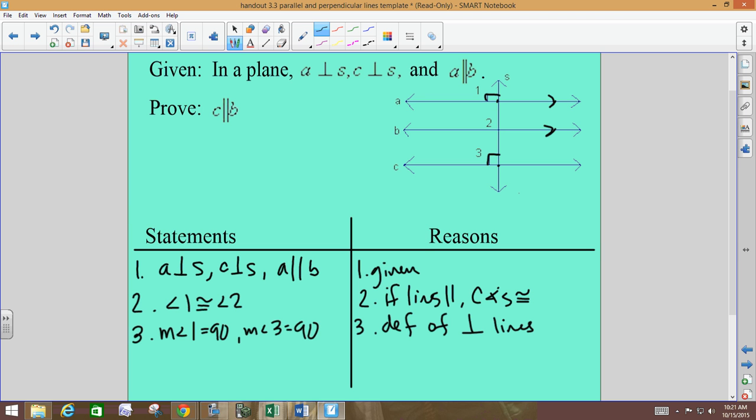If 2 angles equal the same thing, then we say those angles are what? Another word that starts with a C? Congruent. Would you agree that 1 is congruent to 3 then? Because if they equal the same thing, then they're congruent, and that's by the definition of congruent angles.